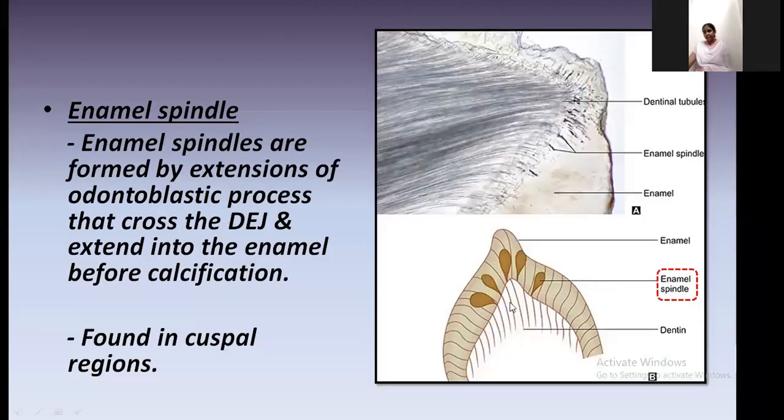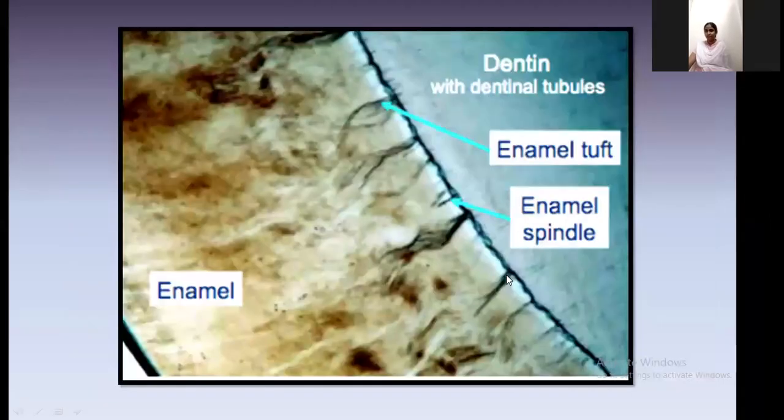In this diagram, you can appreciate it better. Enamel spindles, extension of odontoblastic processes into the enamel before calcification. Enamel tuft is represented better here with this image. Enamel spindle.